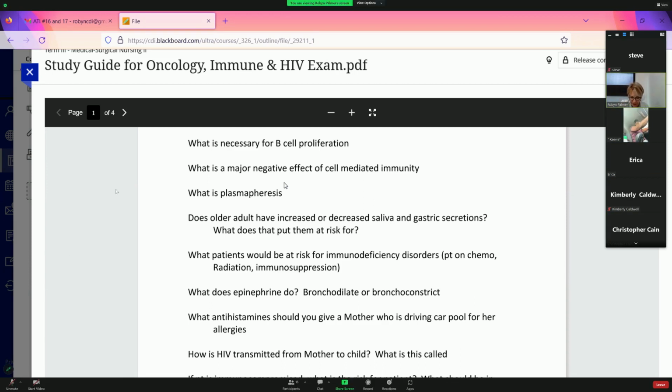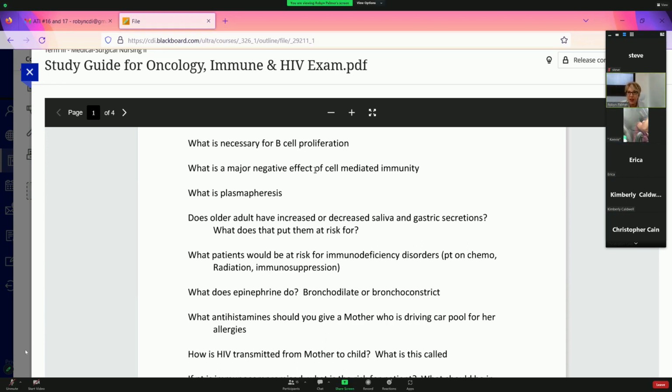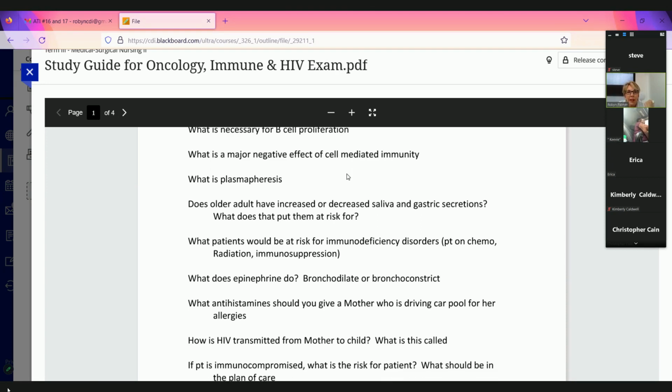What's a major negative effect of cell-mediated immunity? When it attacks your cells, when it attacks things, what's a problem with that? It rejects the organ. Right. So if you had a transplant, that cell-mediated immunity would still go after it. It would say, uh-oh, this liver does not belong in this body, and it would attack it. So it has a negative effect on transplanted organs.